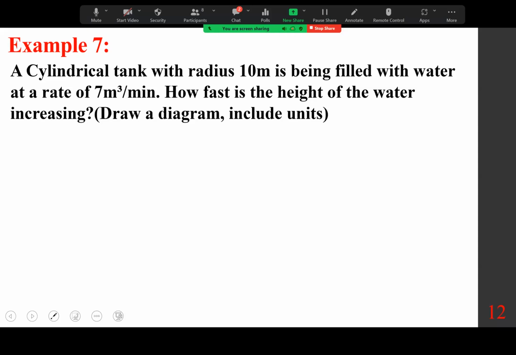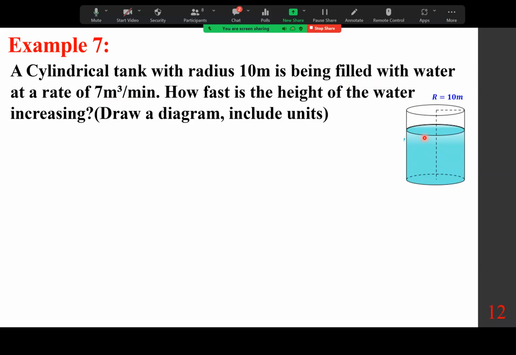Excellent. Again, even if they don't mention this, you really have to do that. I can't emphasize this enough. Anytime you're dealing with word problems, if units are given, you have to answer with the proper units. And so here's a cylindrical shape, and the radius happens to be fixed at 10 meters. The radius is given and it is being filled with water at a rate of 7 cubic meters per minute. So the volume is increasing in essence, right? This is rising because the volume of the water is increasing. So you have to be able to relate the volume to all of this.